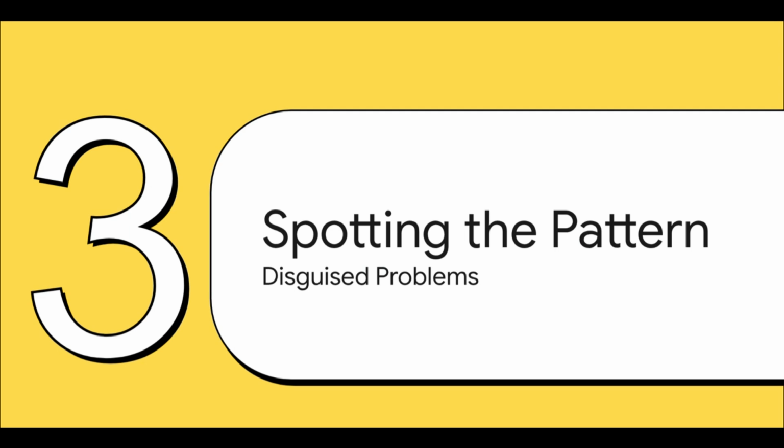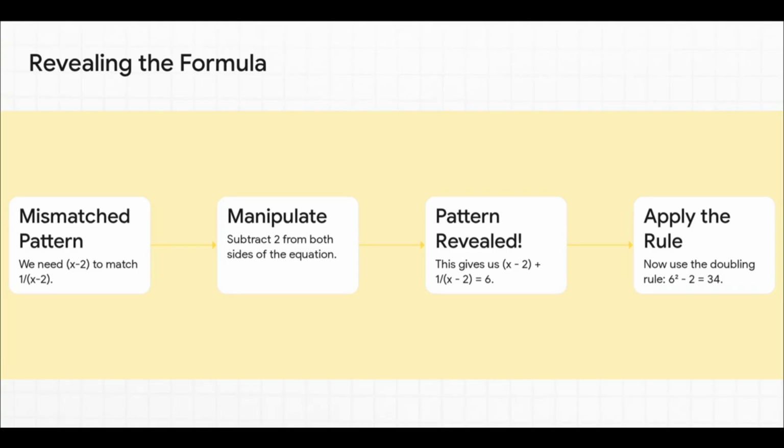Okay, but you know that test makers, they like to be tricky. They'll often disguise these problems so they don't look like x plus 1 over x right away. The trick is learning how to spot the pattern and unmask the real problem. So check this out. We have an x here, but an x minus 2 down in the denominator. They don't match, so we need to make them match. It's easy. We just subtract 2 from both sides of the equation. Now the left side is x minus 2 plus 1 over x minus 2, and the right side is 6. And look at that, the pattern is revealed. It's in our format. So we just apply the square formula to our new value 6. 6 squared is 36, minus 2 gives us 34.